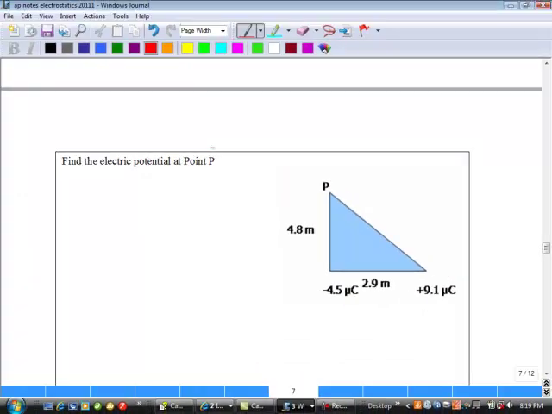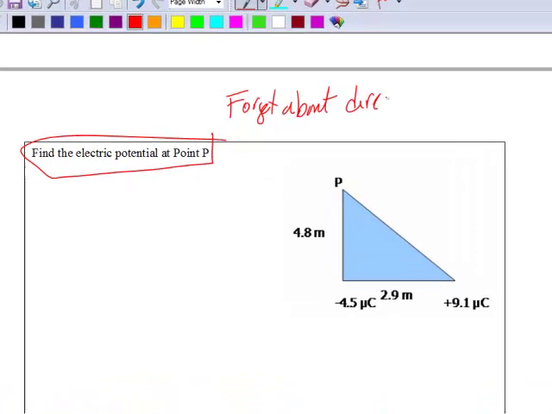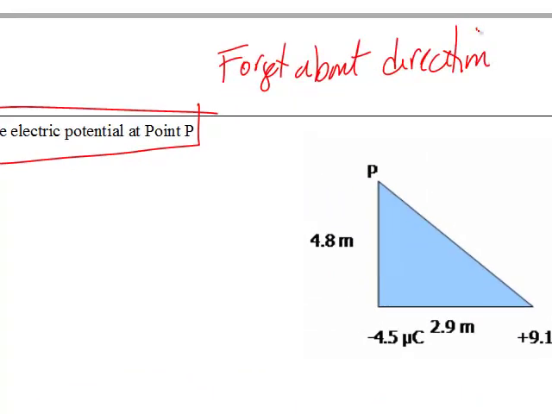Let's work this problem here. We're going to find the electric potential at point P. And so as we worry about potential, when you see potential and potential energy, you thank your lucky stars because this is easy. You can forget about direction for these quantities. Basically, all you're going to do is plug them in.